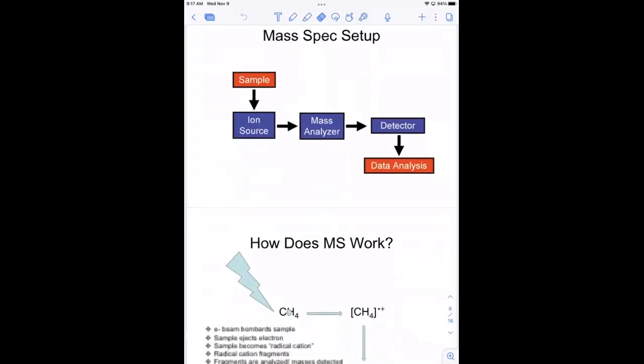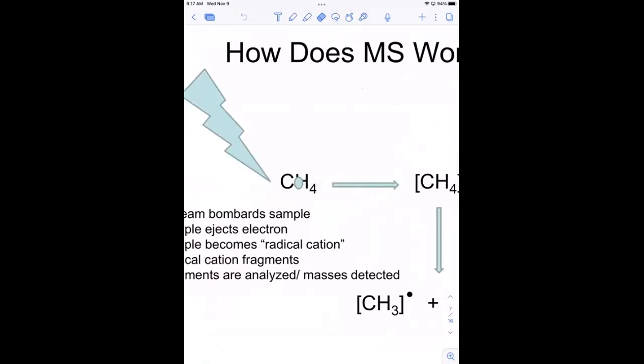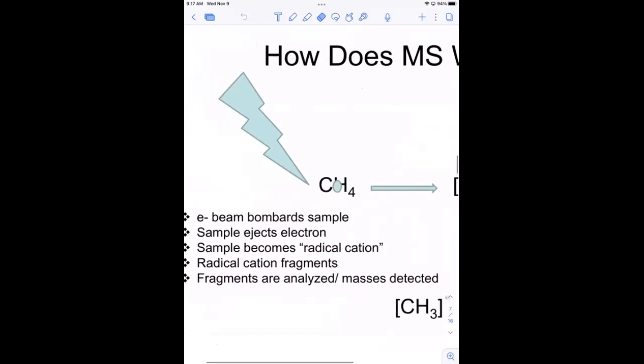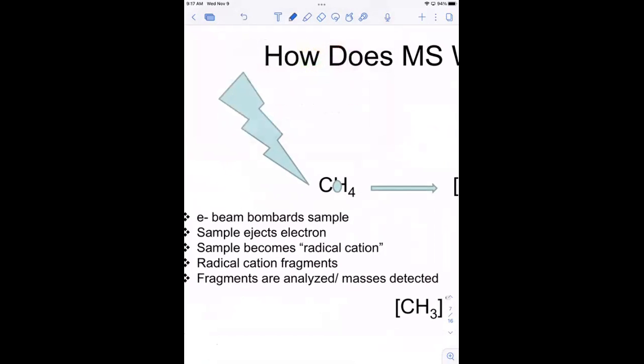So how this really works, and this is a PDF of a PowerPoint. So the electron beam is here. Hold on one second. So this is my electron beam.